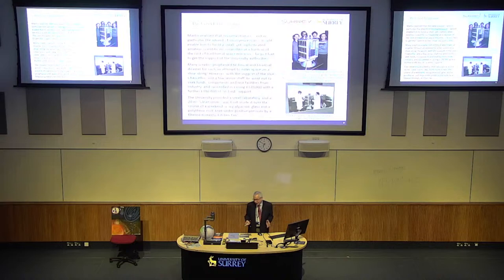Now, £250,000 in 1979 would be about £2.5 million today. So for someone who's a student at university to go out and get £2.5 million is quite remarkable.